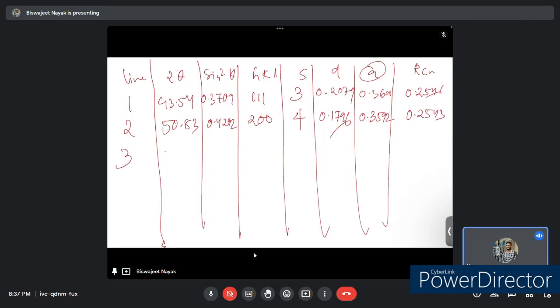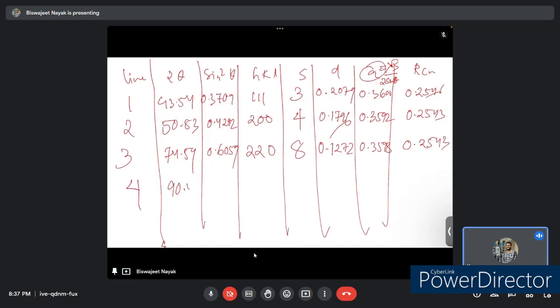For the third angle, 74.59, sin square theta becomes 0.6059, and for HKL 220 having S value 8, D becomes 0.272 and A we can get 0.3598. How are we getting this A? This A equals lambda root S by 2 sin theta, and R becomes 0.2542, remains the same.